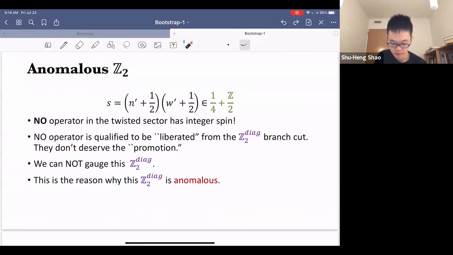So no operator is qualified to be liberated from the Z2 diagonal branch cut. They don't deserve the promotion to be a local operator. And therefore, we cannot gauge this diagonal Z2. And this is the reason why this diagonal Z2 is anomalous.